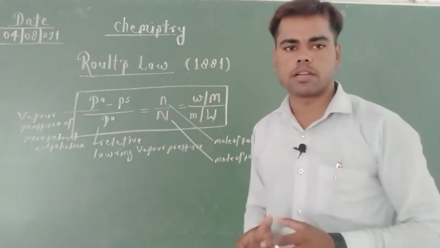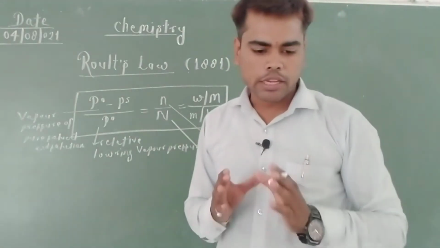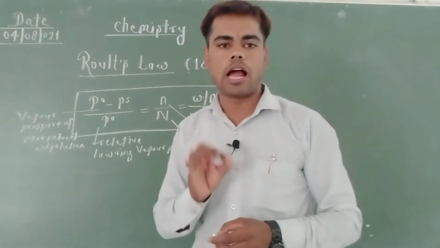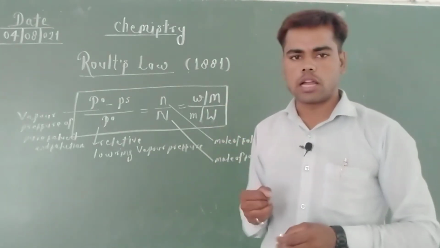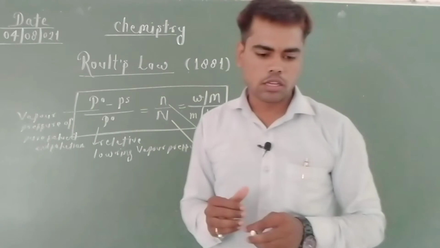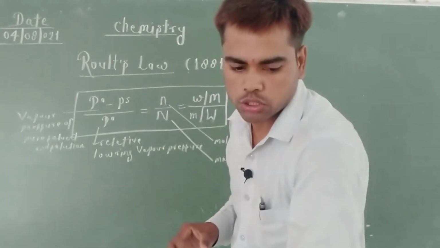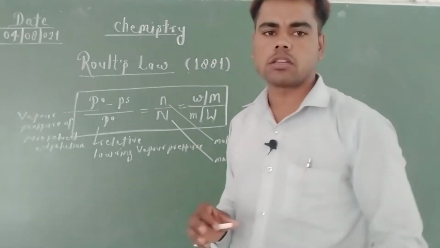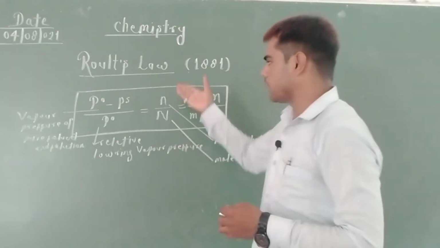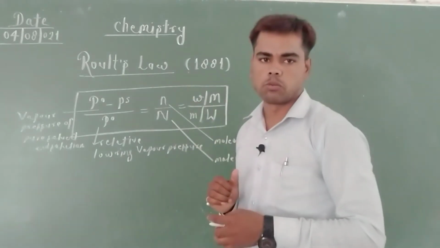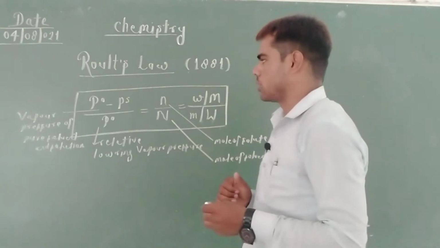Now we will describe the limitations of Raoult's law. Raoult's law is applicable only for ideal solutions. That means for non-ideal solutions, Raoult's law cannot be applied. Raoult's law does not apply if the solute and solvent react chemically. That means if a solute and solvent react chemically, then we cannot apply this formula. So these are the basic limitations of Raoult's law.